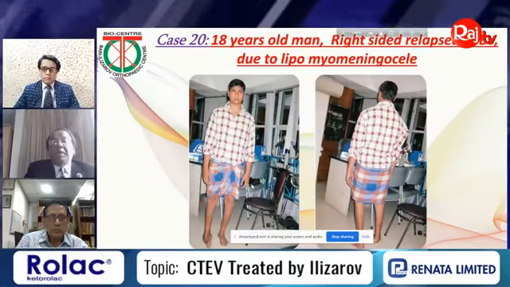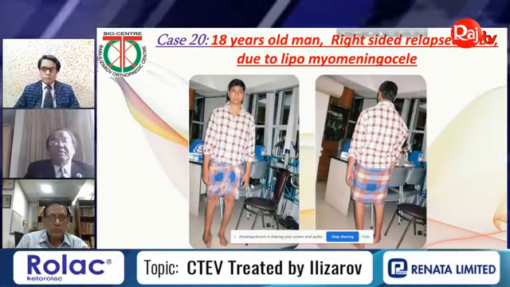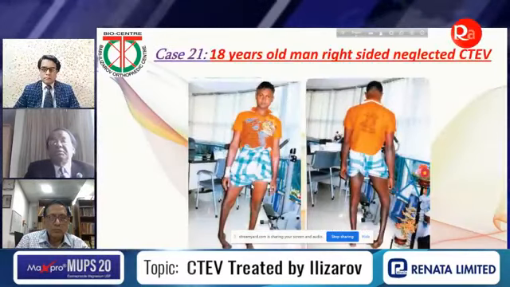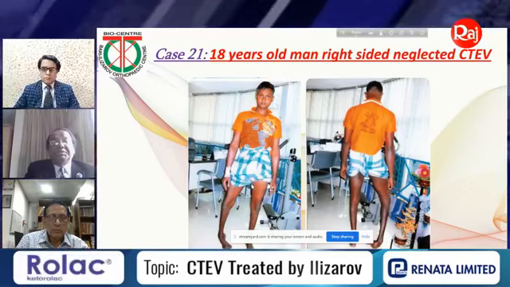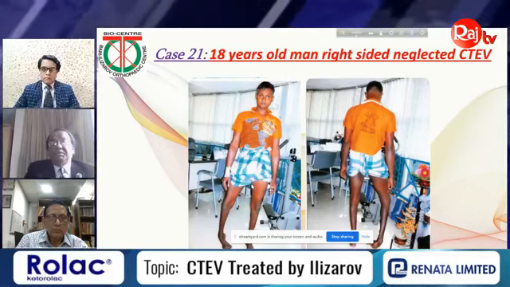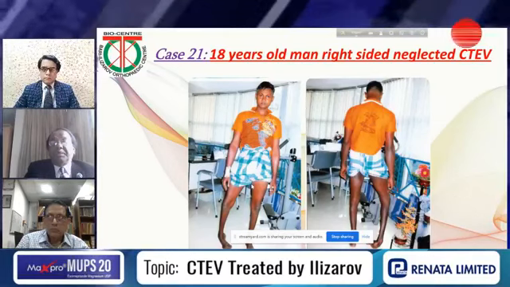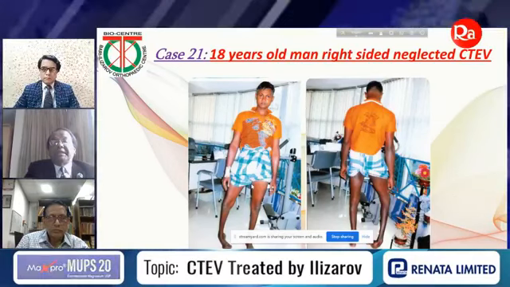This is lipomyelomeningocele, 18 years old, during treatment. Now you can see here, this is the neglected CTEV at the age of 18 years. He did not get any treatment anywhere. This is neglected totally.